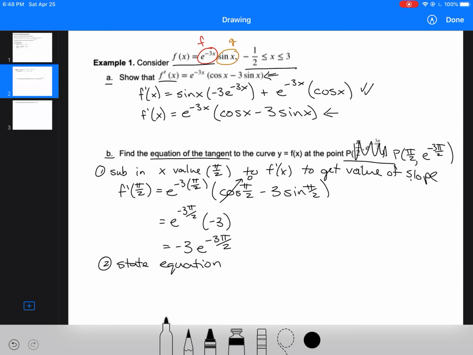You can use whichever form you want. The easiest one is y minus y1 equals m times x minus x1. That would be the easiest.